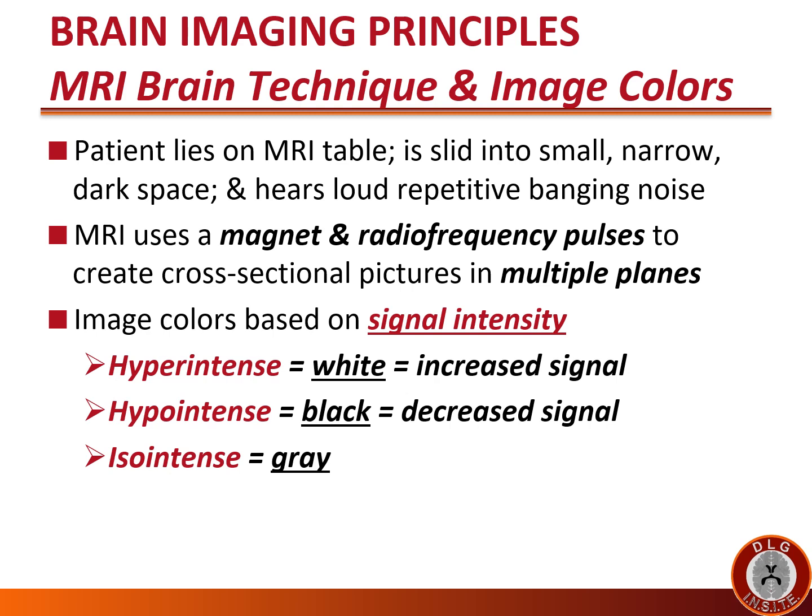MRI uses a magnet and radiofrequency pulses to create cross-sectional pictures in multiple planes. And image colors are based on signal intensity, not density like on a CT, signal intensity. Hyperintense tissue has increased signal and is white. Hypointense tissue is decreased signal, is black. And isointense tissue is gray on an MRI scan.